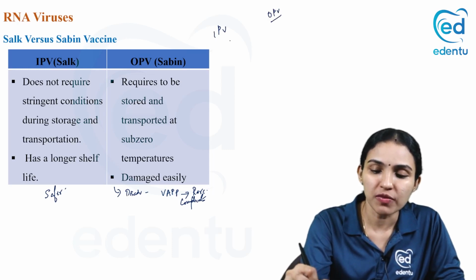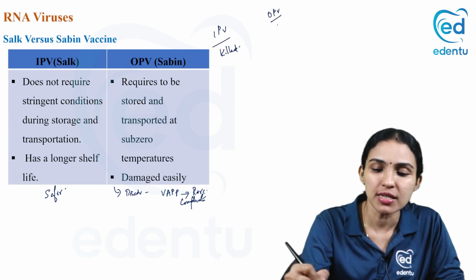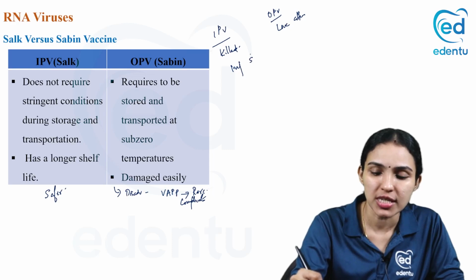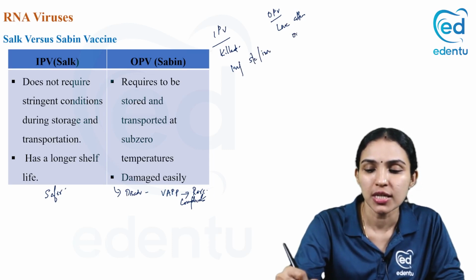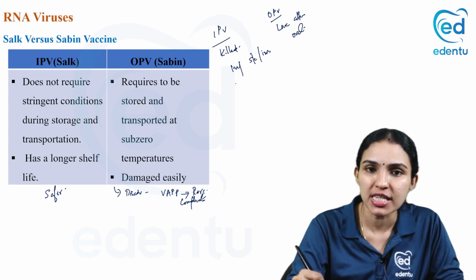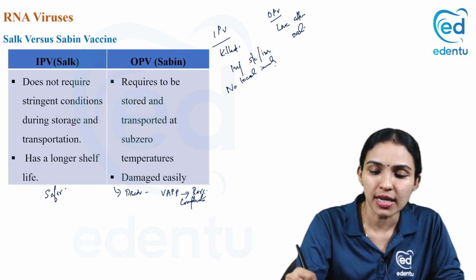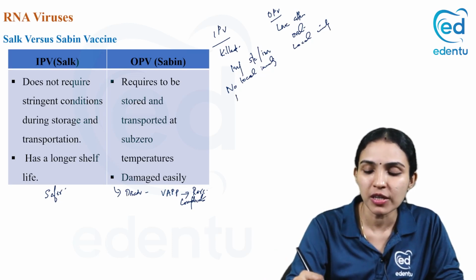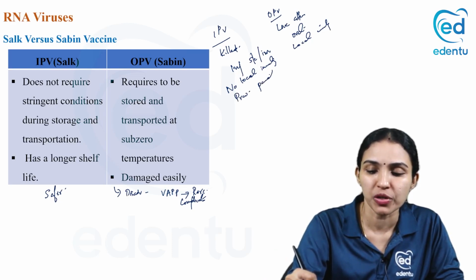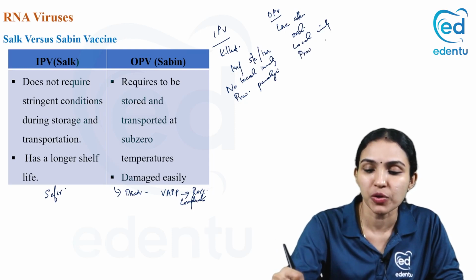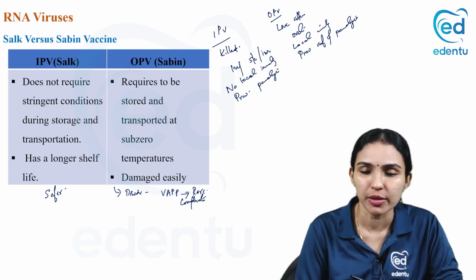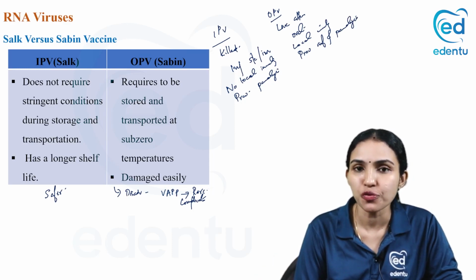So basically IPV is a killed vaccine. This one is a live attenuated vaccine. How do you give IPV? You give it by injection, as a subcutaneous or intramuscular injection. This is oral. And what kind of immunity does IPV produce? It produces no local immunity, whereas OPV has local immunity or mucosal immunity. So IPV prevents paralysis. It will not prevent infection, but OPV can prevent infection and paralysis because it is producing local immunity.